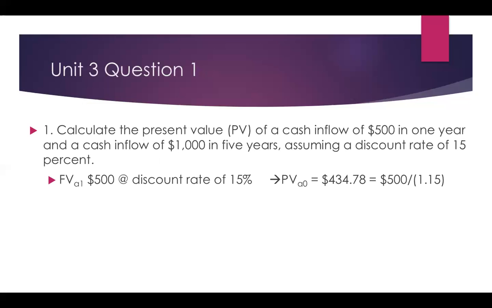So right at the beginning, you'll see that, to calculate present value, what you'll want to do is divide the $500 by 1.15, your discount rate of 15% plus one, which would give you $434.78.